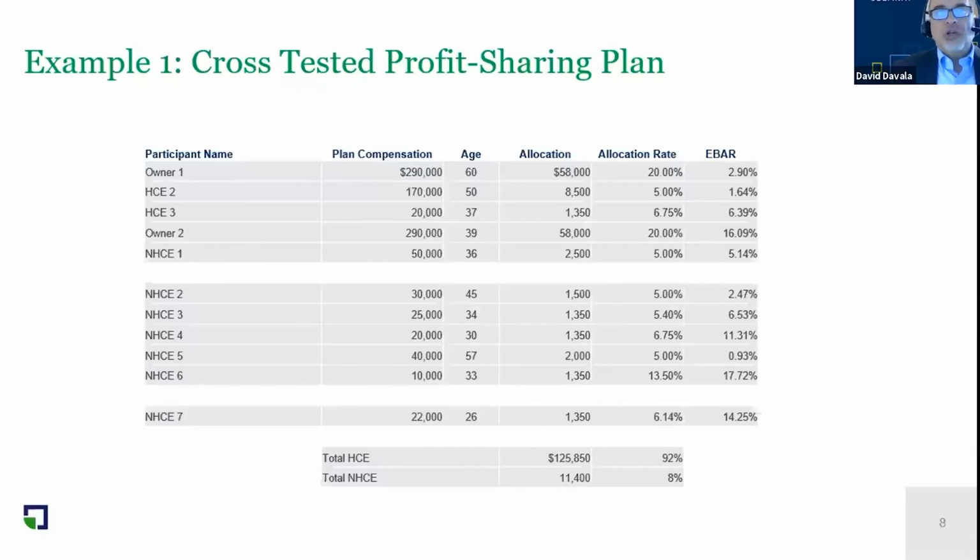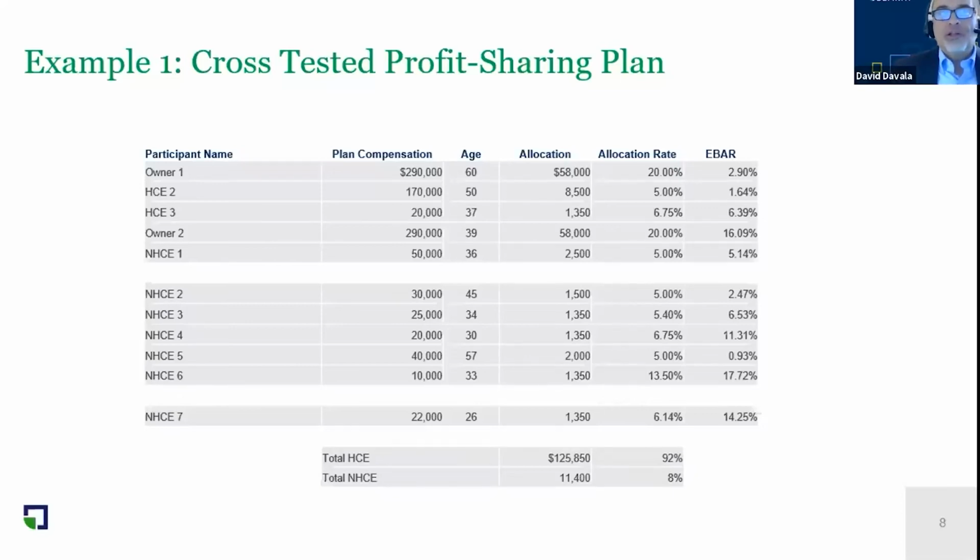Okay, let's look at the magic of cross-testing. We're going to calculate E-bars. Owner 1 has an E-bar of 2.9%. NHCE 6 has an E-bar of 17.72. So if you compare these to the allocation rates, owner 1 had an allocation rate of 20%, and the E-bar is 2.9, and NHCE 6 has an allocation rate of 13.5, and the E-bar increases to 17.72.